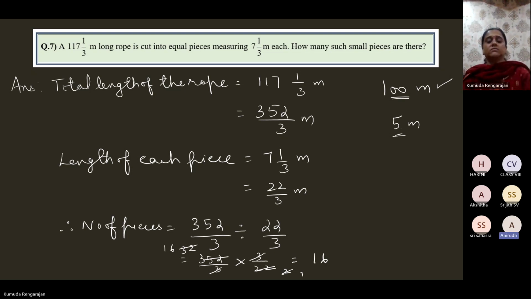Ma'am, I did it in the 19 table because it is close. You can do it directly in the tables of 22. Yeah, ma'am, that only I did. But the number of pieces is equal to 16.